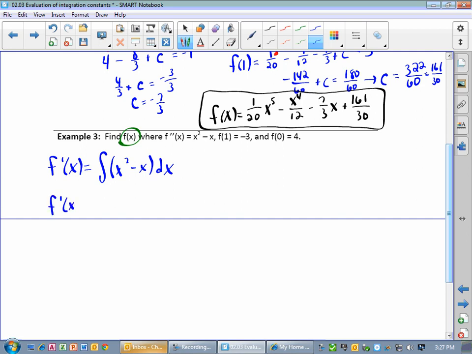And so f prime of x would be x cubed over 3, or 1/3 x cubed, however you want to look at it, minus x squared over 2, or 1/2 x squared, plus c. Now, we have no information about the derivative here, so I can't solve for c right now. Okay? So I'm just going to take a step ahead. I'm going to have to integrate this, and when I integrate, I'm going to get another c.